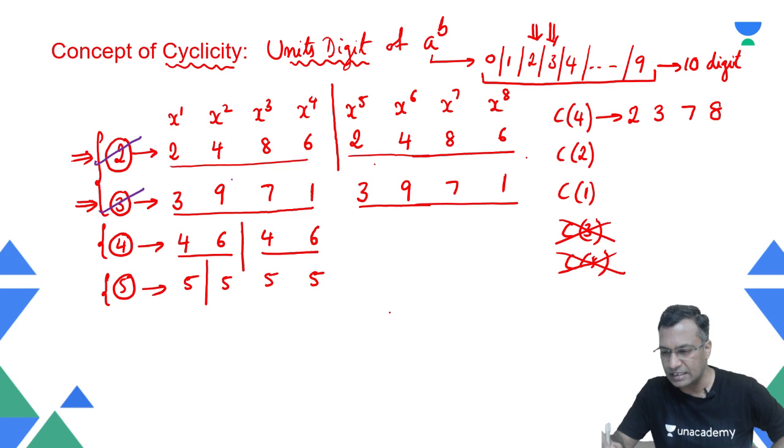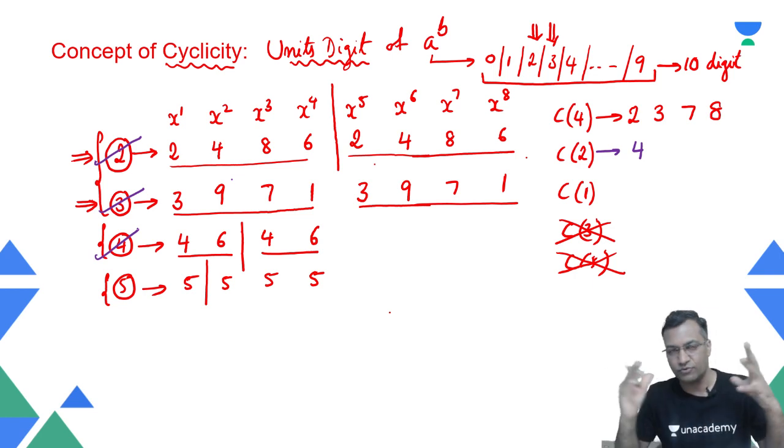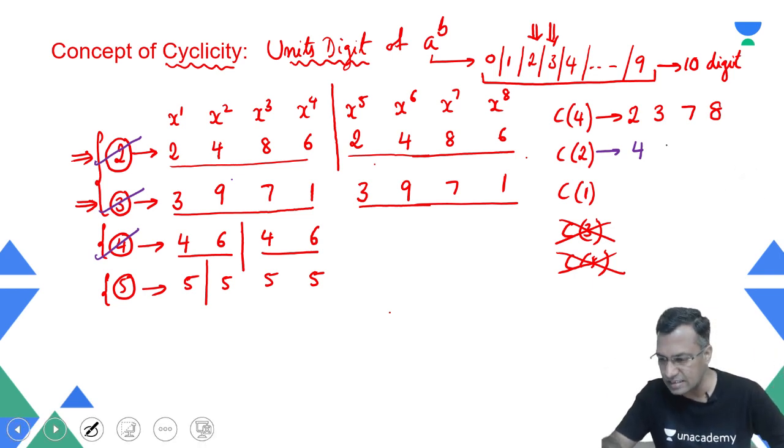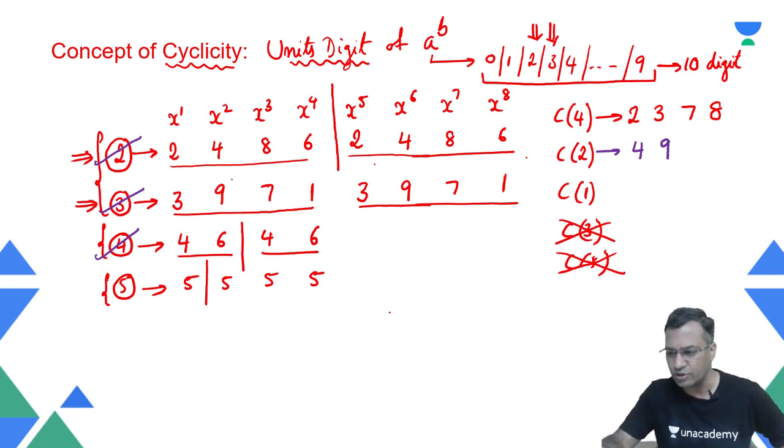Which are the digits which have a cyclicity of 2, right? One of them is 4, which I have already shown to you. Cyclicity of 2 is nothing but 4. The other digit is nothing but 9. These are the only 2 digits. How to remember? Easy to remember. 4 and 9 are perfect squares. No big deal. It's easy to remember, right? So there are only 2 digits.